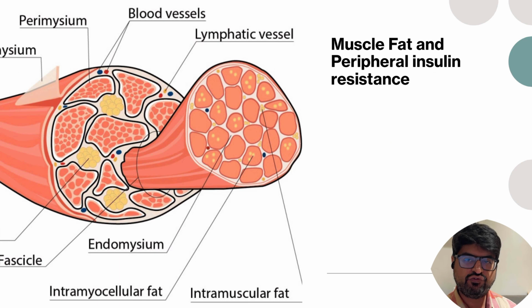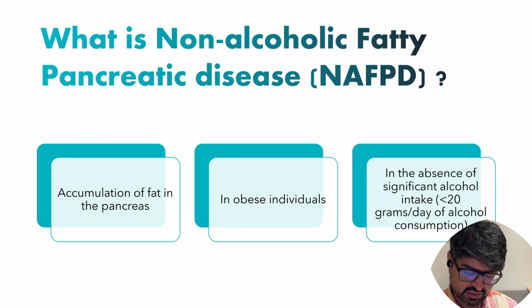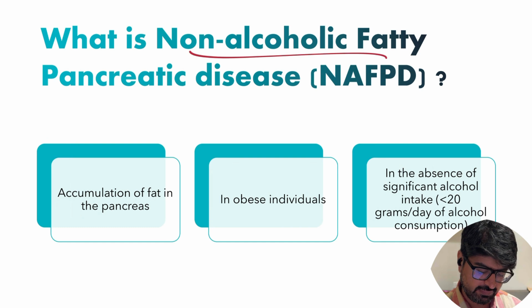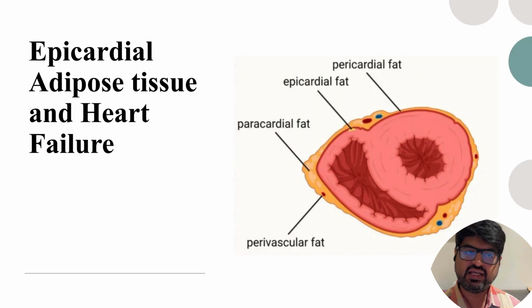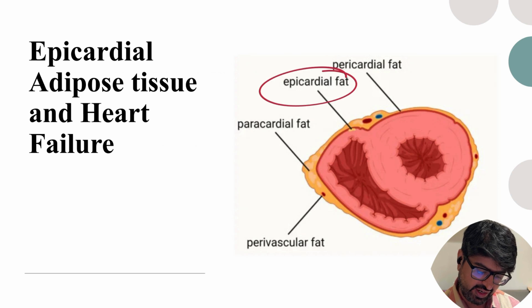Now, you have fat in the muscles that leads to peripheral insulin resistance, and fat in the pancreas that leads to what is now known as non-alcoholic fatty pancreatic disease. You have fat in the epicardial region. This is the epicardial region of the heart, and epicardial fat here ultimately leads to heart failure.